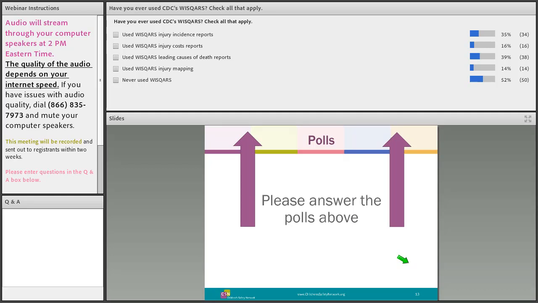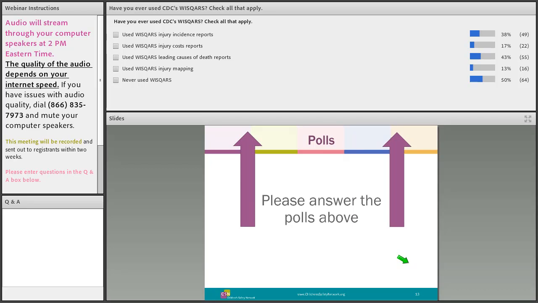I see we're progressing through. Surprisingly, nearly half of you as of now haven't used WISQARS. This is good because you'll find it very handy. Very few for mapping, and also very few for cost reporting, which is important. I'll just see if the pattern changes. And I think we're on a fixed pattern here, mostly for leading causes of death and incidence reports, as I expected. But I'm surprised that so few have used WISQARS.